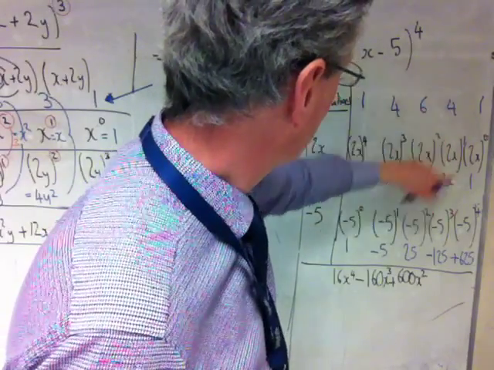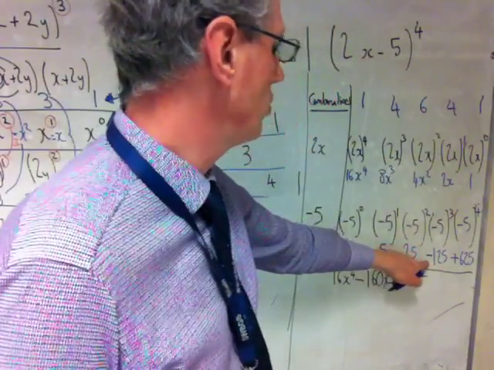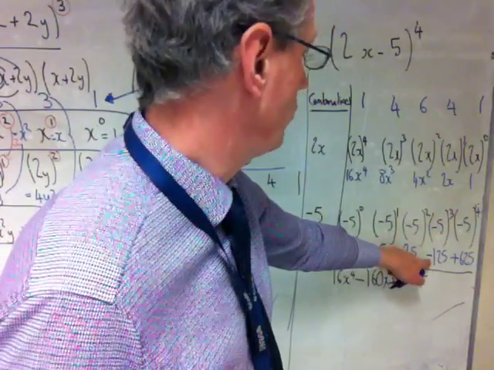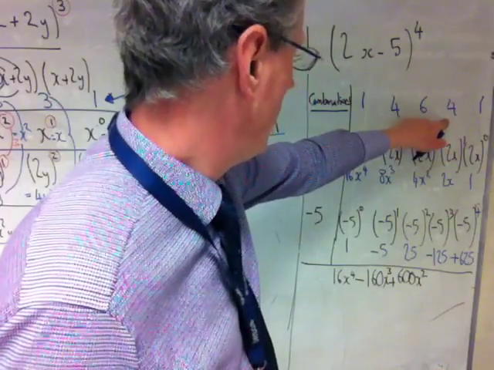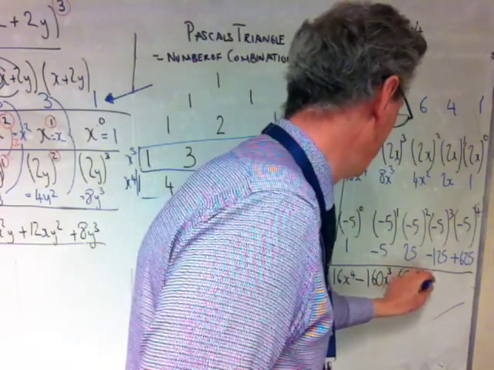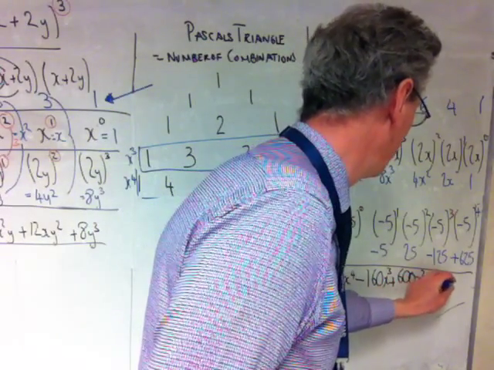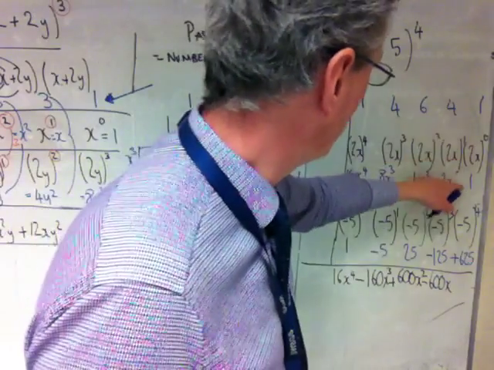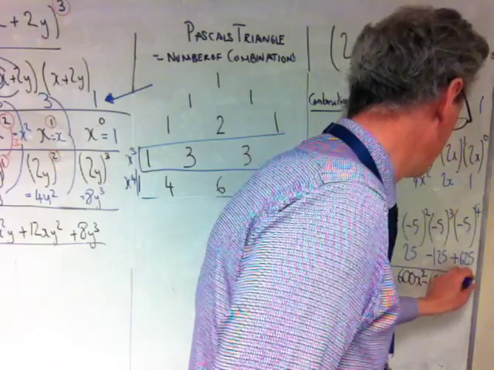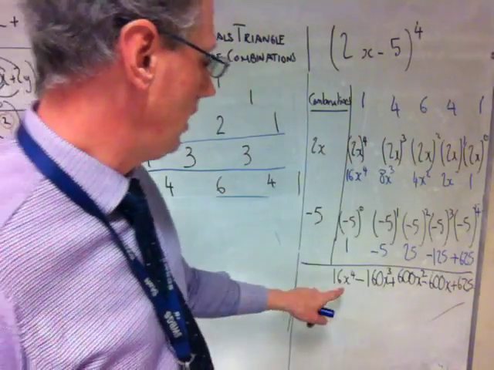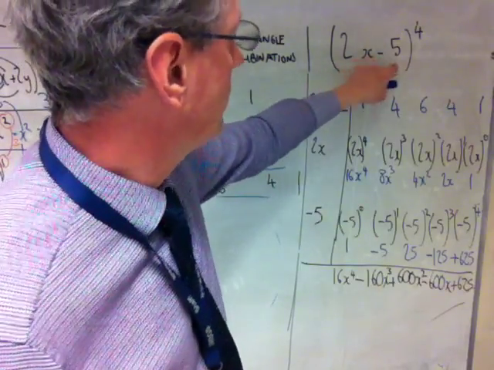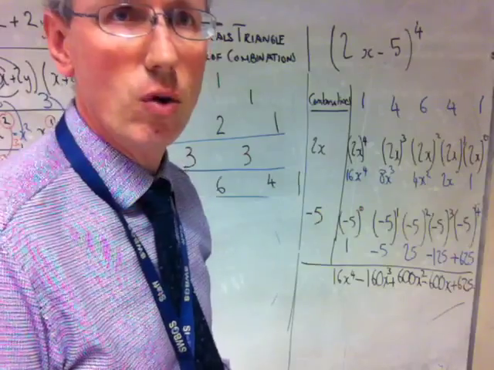So we're doing 4 times 2x times minus 125. Well, 2 times 125 is 250. Times by 4 is 1000. Don't forget your minus sign. And then the last one is 1 times 625. And there is the expansion for (2x - 5) all to the power 4.